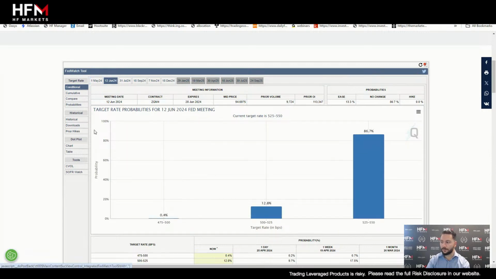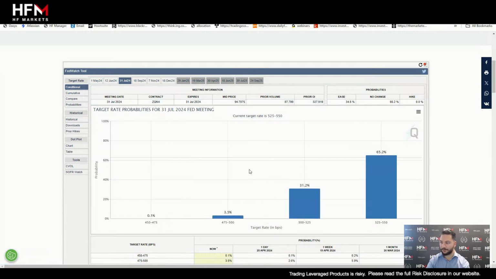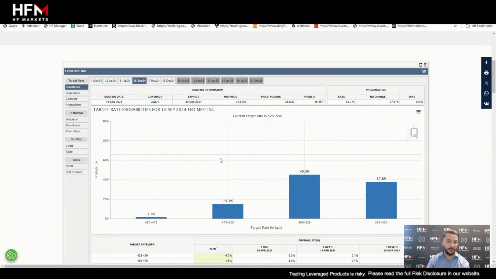If we look at June, there's only a 12% possibility of a cut. If we're looking at July, 31%. So the main possibility of a cut is actually in September.